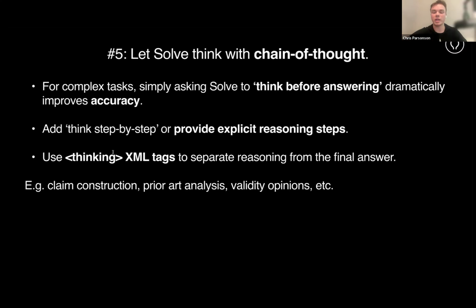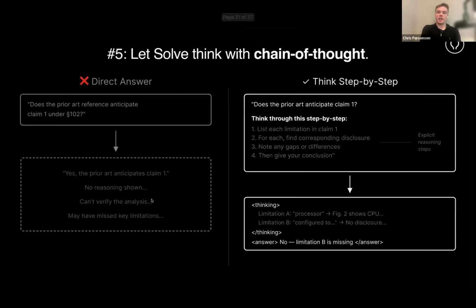And again, we should be using our XML tags to enable the AI to see exactly where we're seeing the thinking. And when it's outputting, it can separate its thinking in XML tags from the actual final concluded output. So as I say, this is super useful for complex tasks like, for example, claim construction, prior art analysis, drafting validity opinions, and so on.